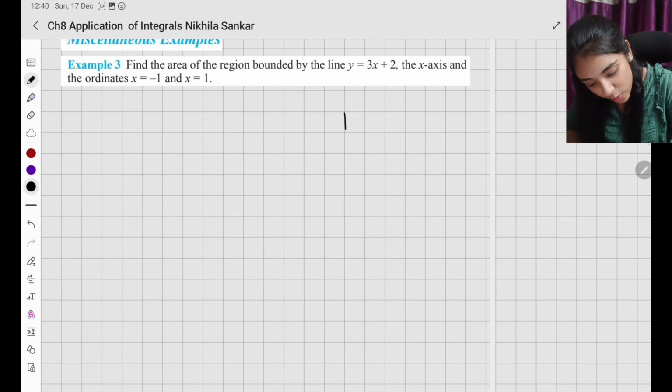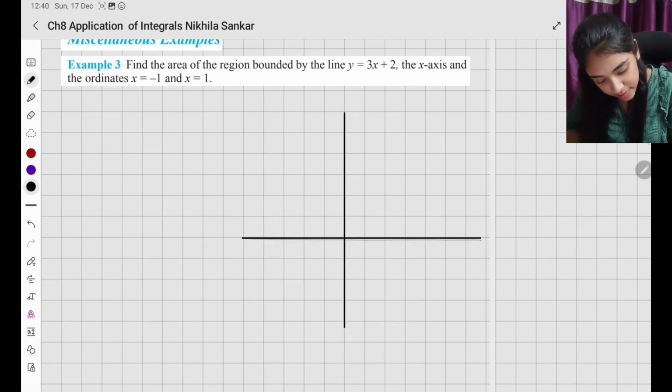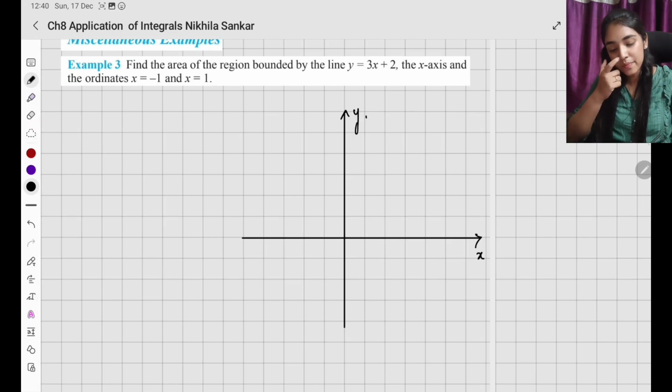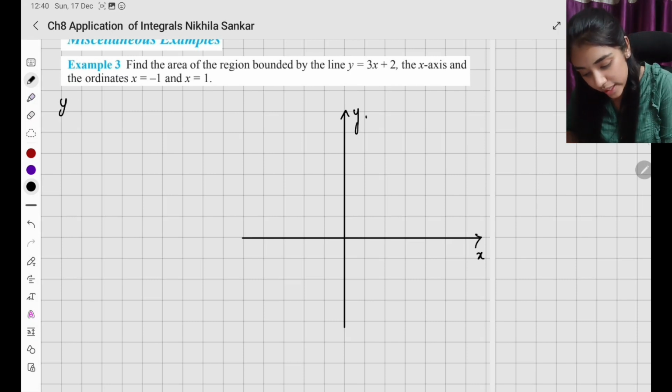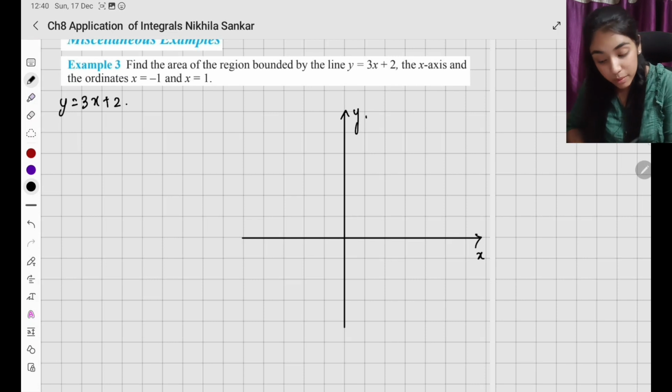Okay, so now I'm going to draw my x-axis and this is going to be the y-axis. Okay, so this is the x-axis, this is the y-axis. Okay, now I need to find the area of the region bound by the line y equals 3x plus 2. How do we find the line y equals 3x plus 2? I need to find out the values for x and y.